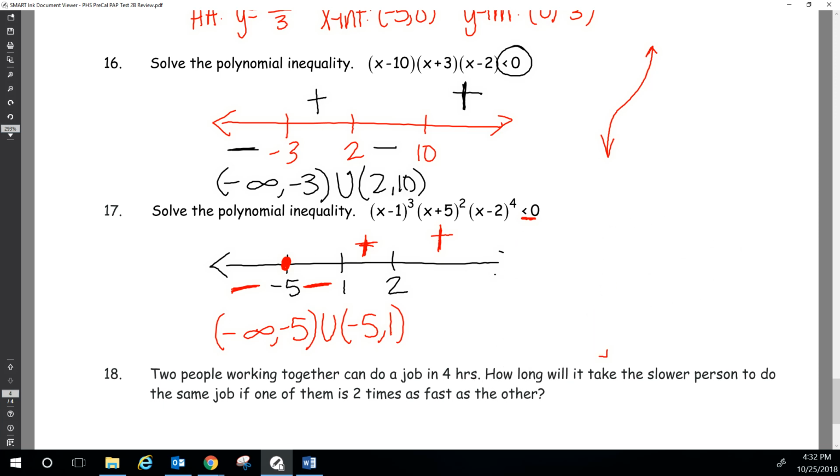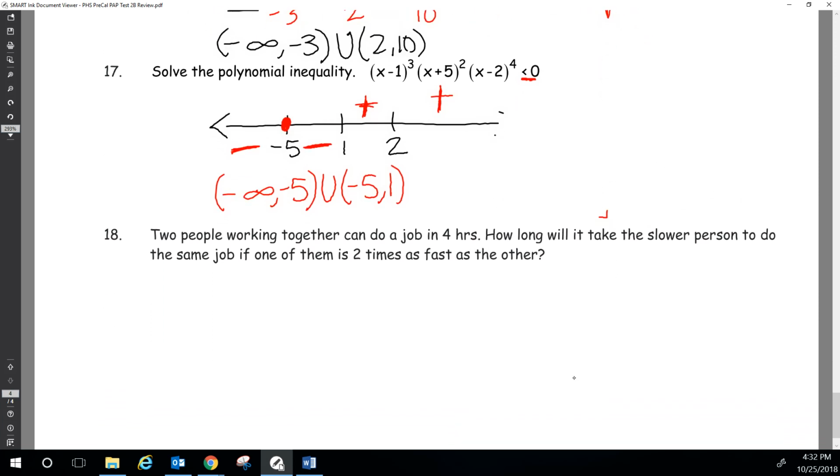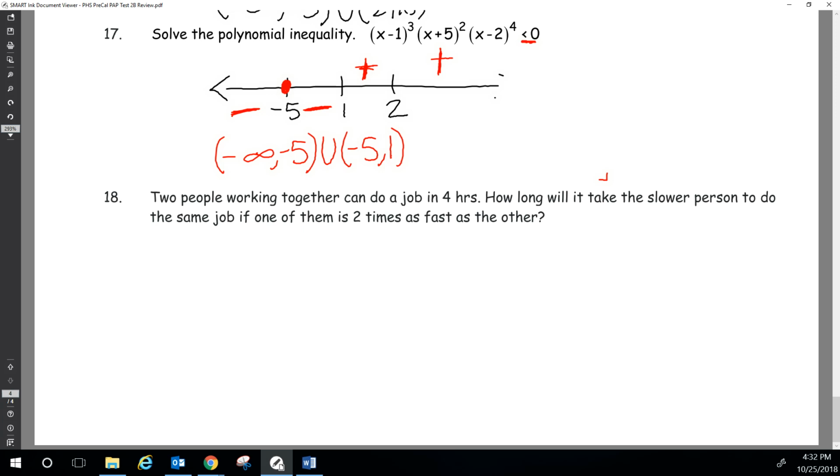So, there we go. And number 18, this is one of our work questions. So we got 2 people working together, can do a job in 4 hours. How long will it take the slower person to do the same job if one of them is 2 times as fast as the other?